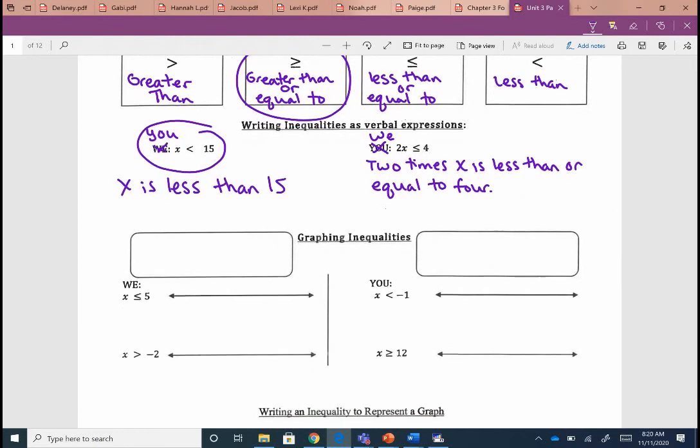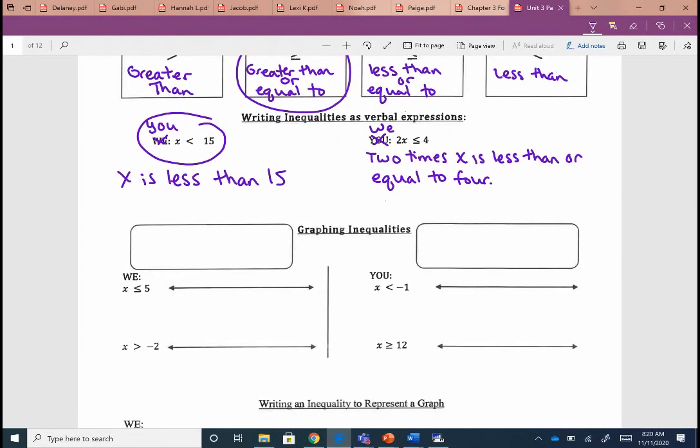So let's take this idea and let's get to our objective for today. We want to be able to graph our inequalities. So we want to be able to show on a number line what are all the possible numbers that fit with our inequality. So we're just going to make it visual. So if we have x is less than 15, we're just going to make it visual on the number line. What are all the values that are less than 15?